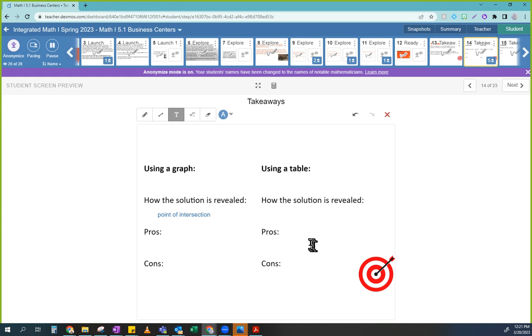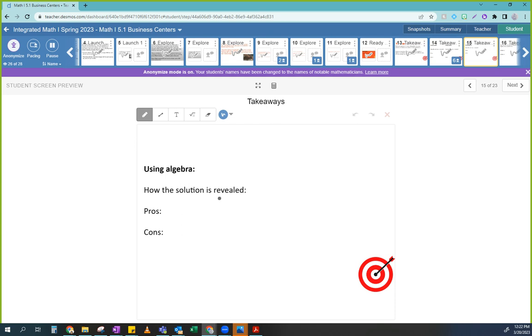Using a table, again, same kind of deal. I can find the solution where the two numbers will match, right? It's kind of like a point of intersection, except now we have matching numbers. And the same thing goes here. The pro is I don't have to do much math. Yes, absolutely. But if it doesn't overlap in a way that I can tell, then I'm in trouble.